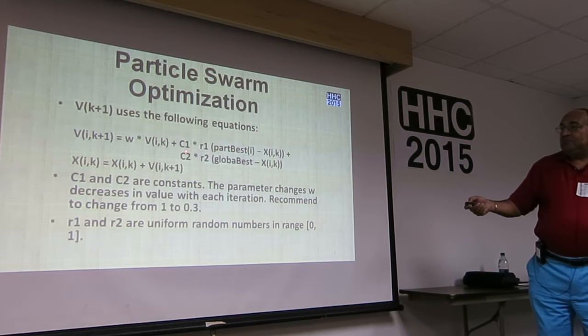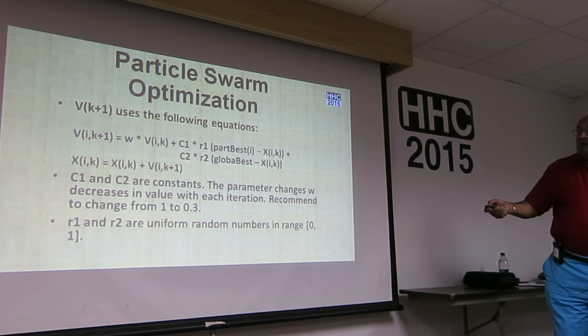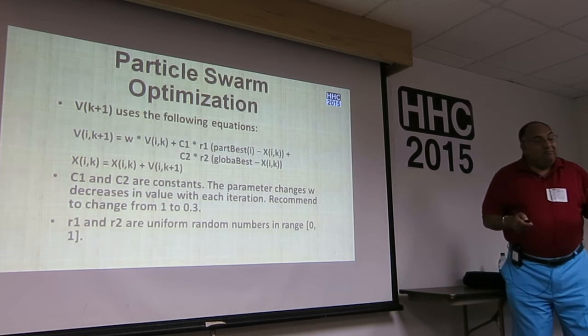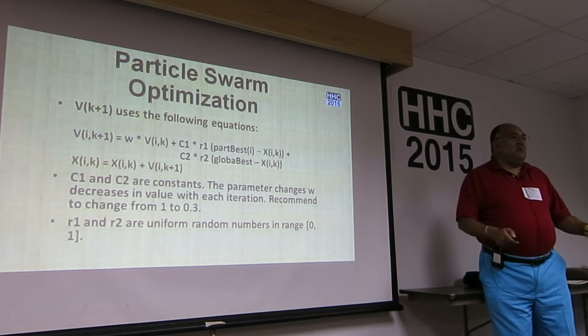And then there are two components. The component for the particle best has C1, multiplied by R1, a uniformly distributed random number between 0 and 1. And then there's another component that involves the global best, the difference from the current point, multiplied by R2, another uniformly distributed random number, multiplied by C2. C1 and C2 are constants, but their choice influences the performance in a paramount way.